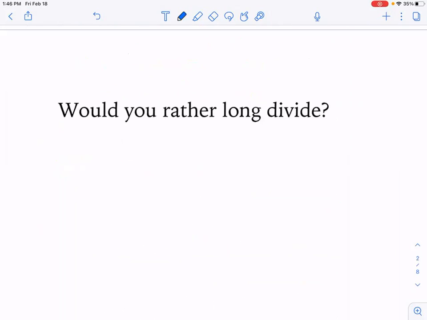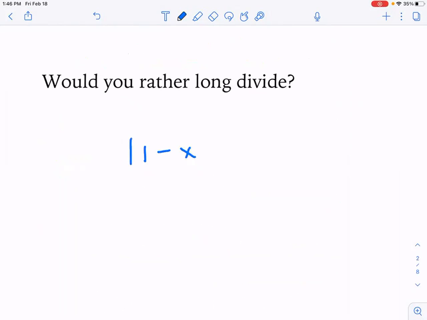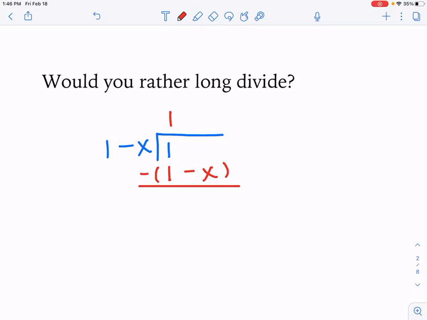So we're taking 1 divided by 1 minus x. So 1 times what equals 1? 1. Then I take 1 minus x times 1. And we subtract. What are we left with? 1 times what is x? You see where this is going?